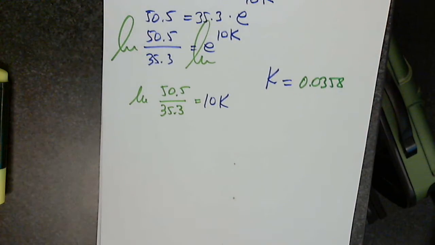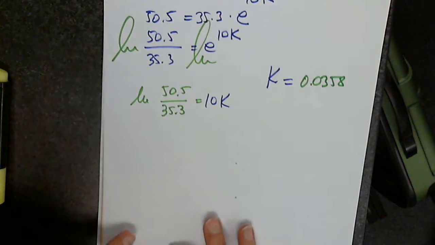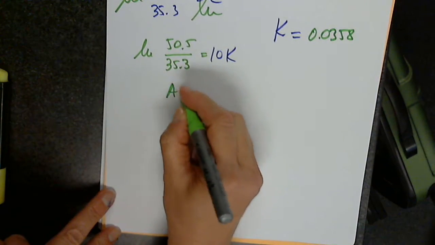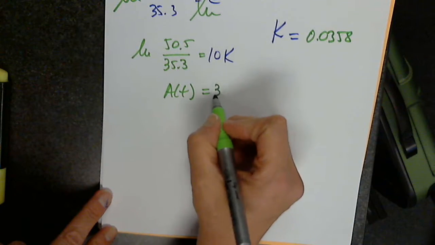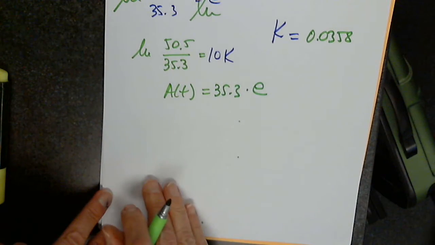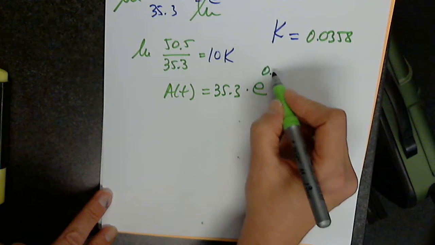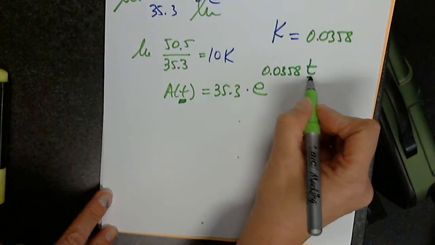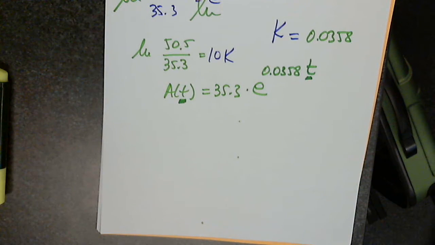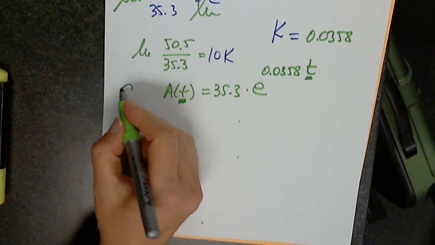0.0358. Now I have to rewrite the function. So A of t equals, what do I write? 35.3 times e raised to 0.0358 t. Remember, this is the independent variable. I have to have it in the problem. Okay, that was part A. Use the resulting model to project the Hispanic resident population in 2015. So this is part A.